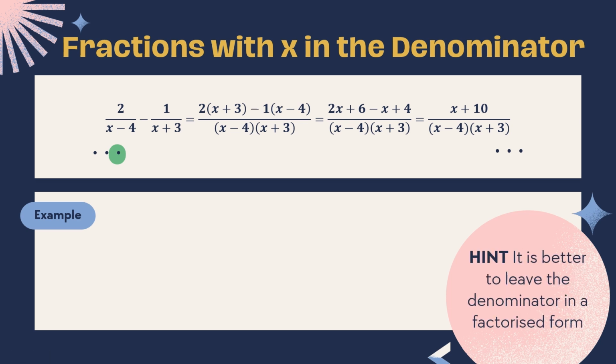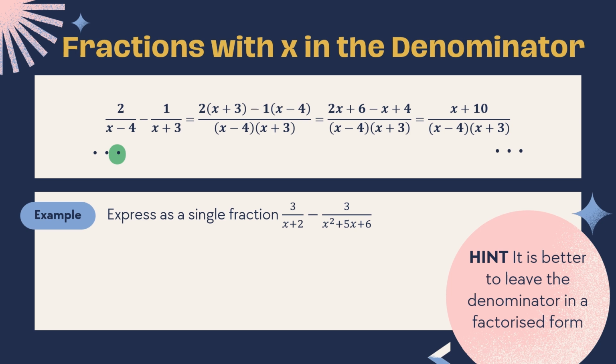It is better to leave the denominator in a factorized form, so just keep the denominator factorized like this. Next example: the question asks us to express as a single fraction 3 over x plus 2 minus 3 over x squared plus 5x plus 6.